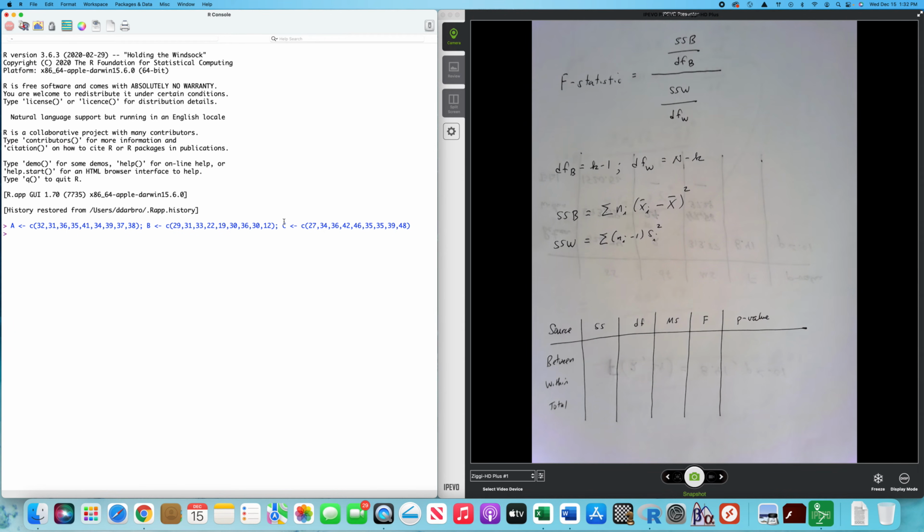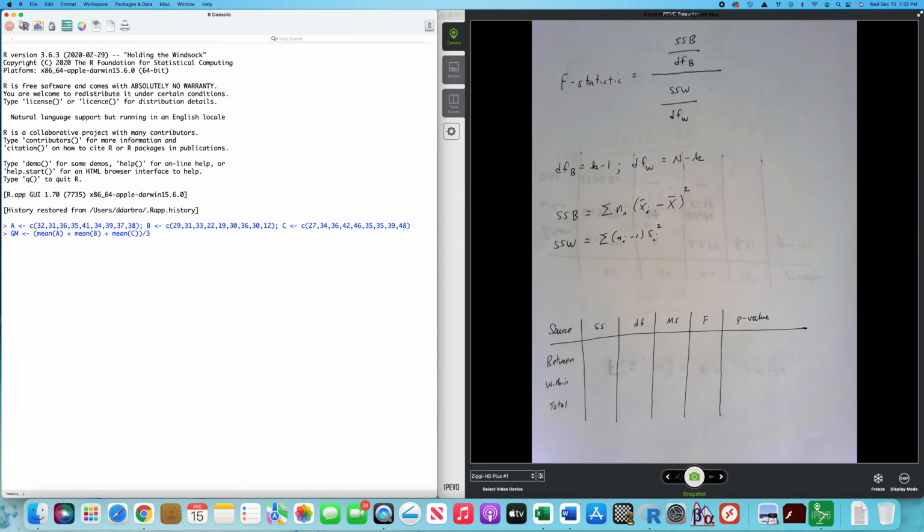The very first thing that we'll need is the grand mean. I'm just going to call that GM. I guess the mean of A plus the mean of B and so on is probably an easier way, but I don't care about exploring that right now. I've got bigger fish to fry, right?